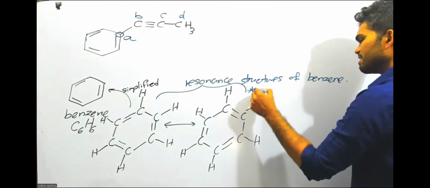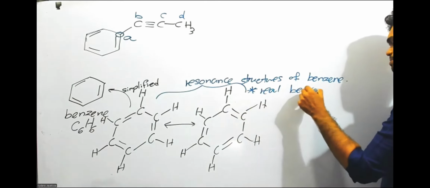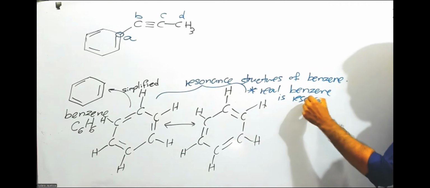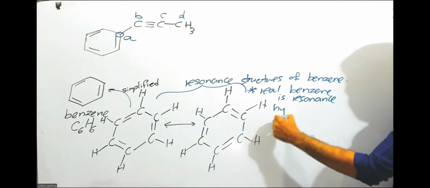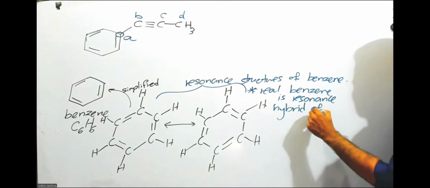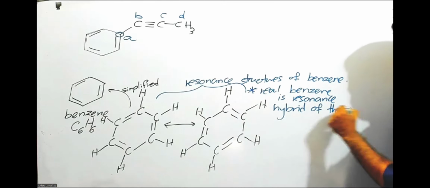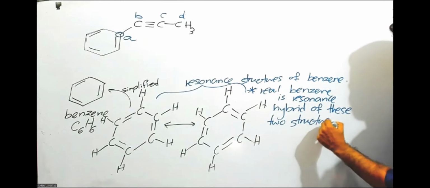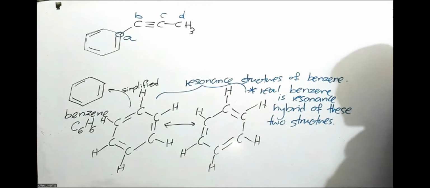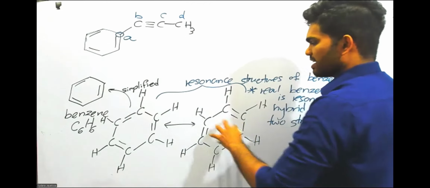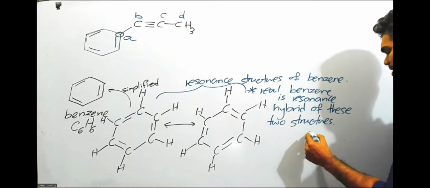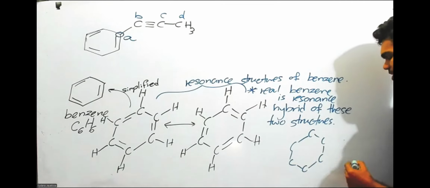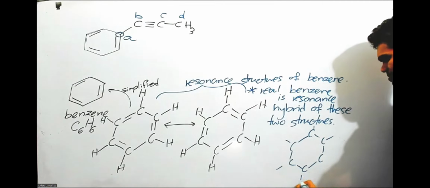So your real benzene is what now? The actual benzene molecule is a resonance hybrid of these two structures. Understand? So actual benzene is a hybrid of these two. That means you can try to represent that, but it is not going to be 100% accurate. But anyway, you can try.